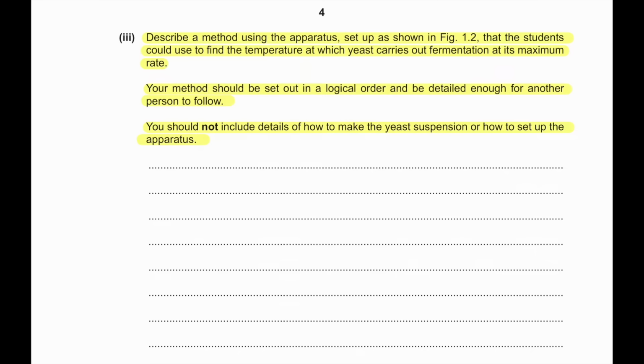Throughout the experiment, pH can be a factor that needs to be controlled, so using a buffer solution in all of the experiments can also be a way of maintaining the pH throughout the experiment.